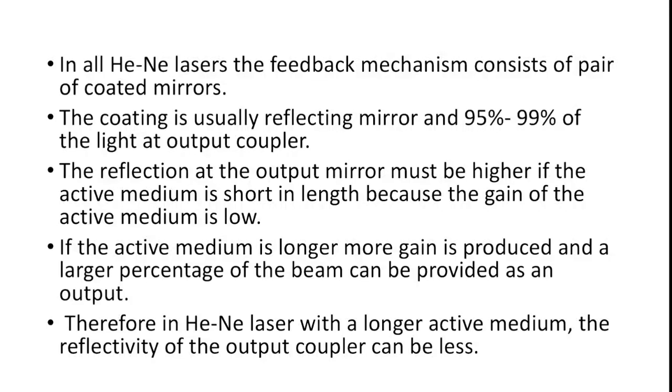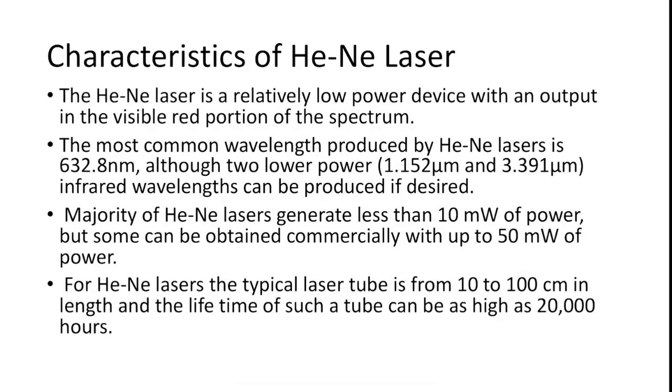So let's see the characteristics of a helium neon laser. The helium neon laser is a relatively low power device with an output in the visible red portion of the spectrum. The most common wavelength produced by a helium neon laser is 632.8 nanometers, although two lower power infrared wavelengths, 1.152 micrometers and 3.391 micrometers, can be produced if desired. The majority of helium neon lasers generate less than 10 milliwatts of power, but some can be obtained commercially with up to 50 milliwatts. The typical laser tube is from 10 to 100 centimeters in length, and the lifetime of such a tube can be as high as 20,000 hours.